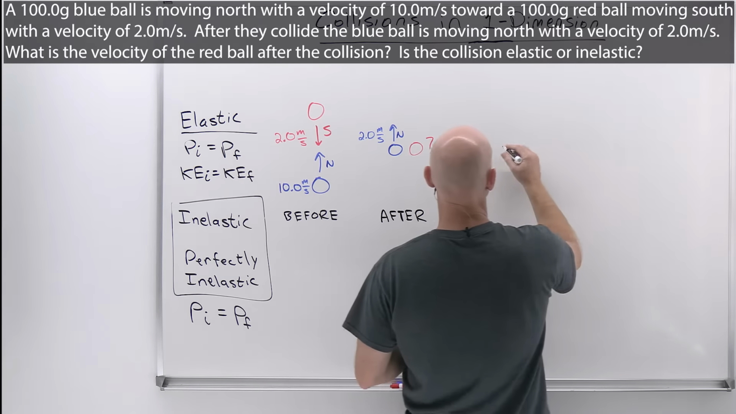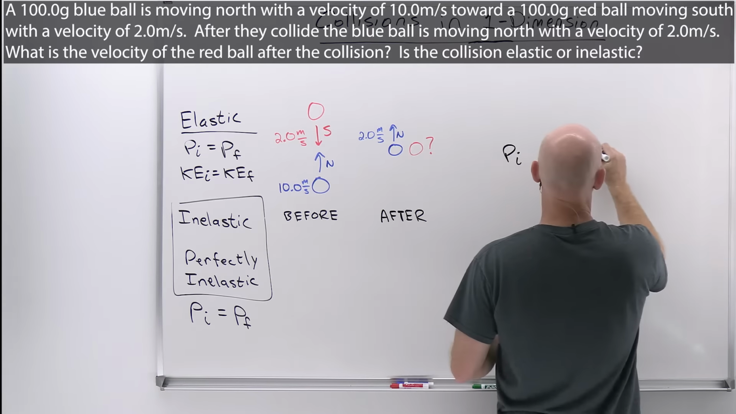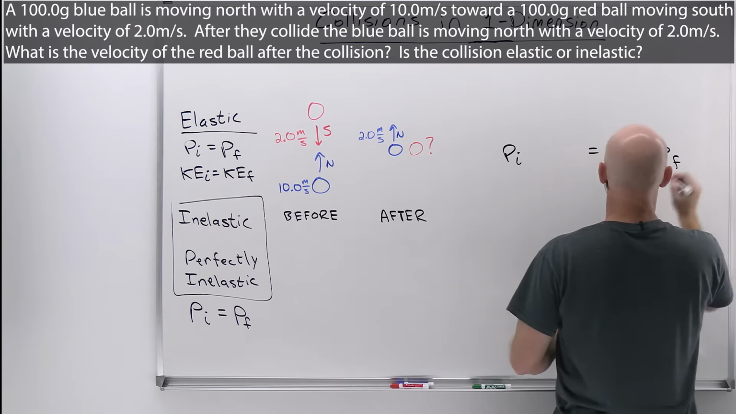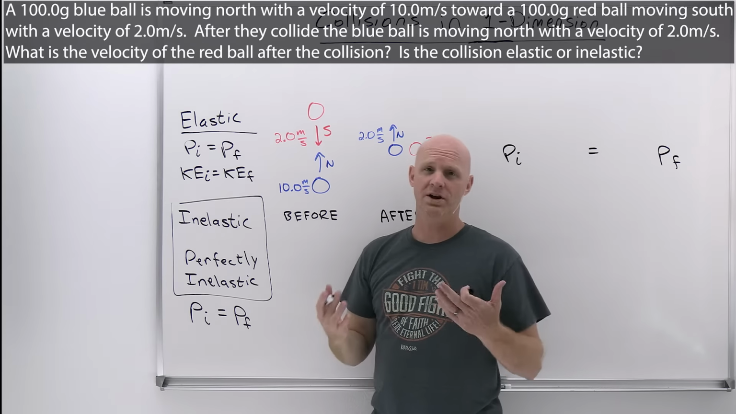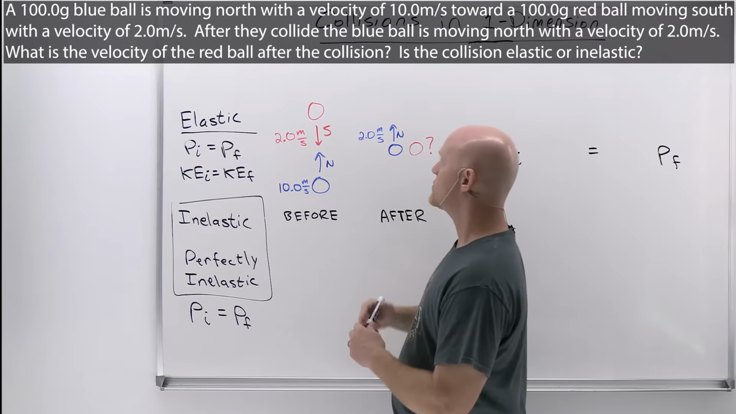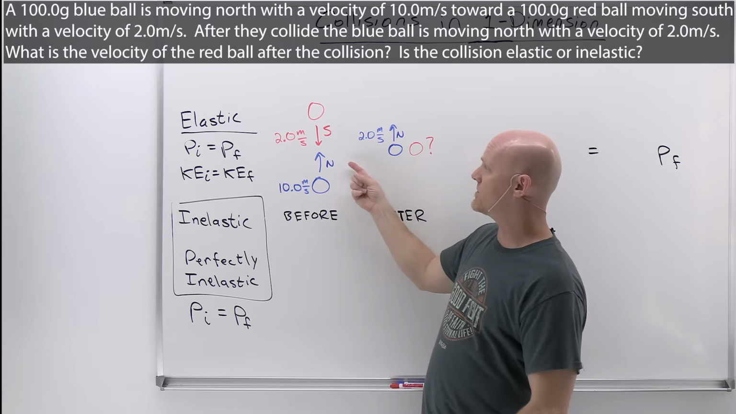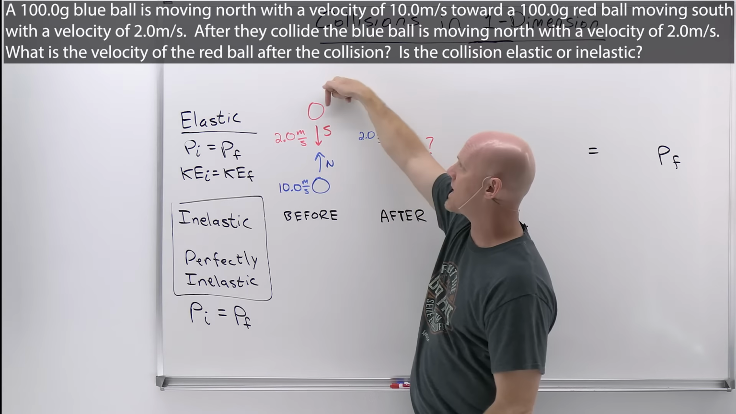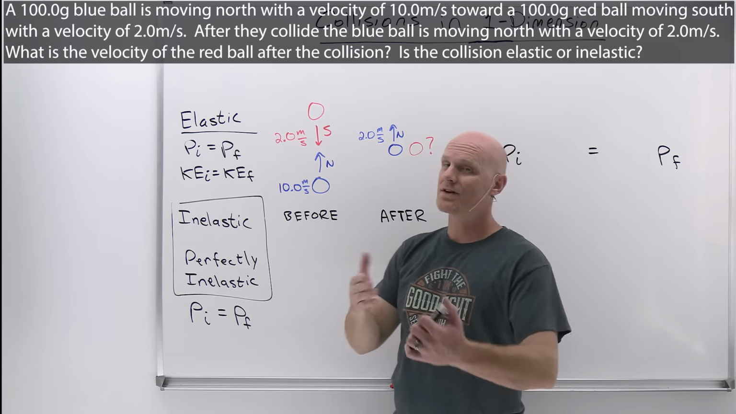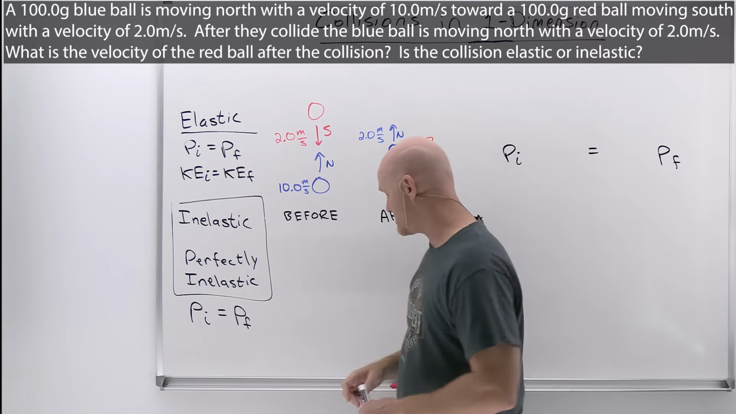And so we can say that the initial momentum equals the final momentum. That's true, we can always set up that equation, and we've got 2 balls here, so we can set that up. What we have to account for as well is that north I'm going to make the positive direction, and south I'm going to make the negative direction, because again, momentum is a vector, and so the direction is going to matter.